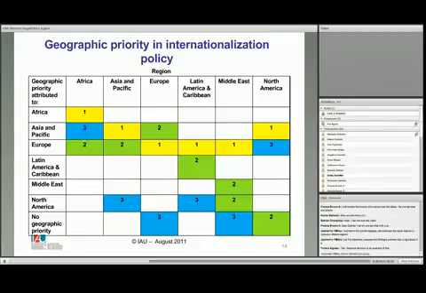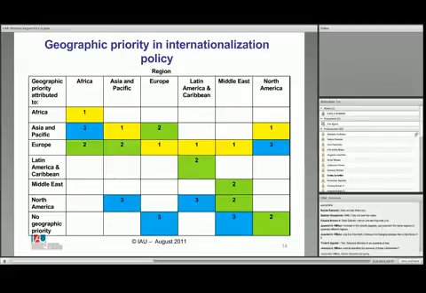And finally, North America comes in either as second or third for a number of regions. It is no longer the top region for anyone, and for Asia and the Pacific, they have scored it as their top region. But what is also interesting is that for North America, no geographic priority came out second. So one can say either American and North American institutions are highly opportunistic, or they basically go according to academic, political, economic interest, etc. But they are not choosing any one particular region.